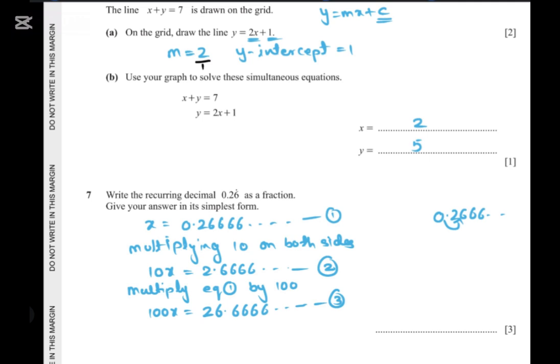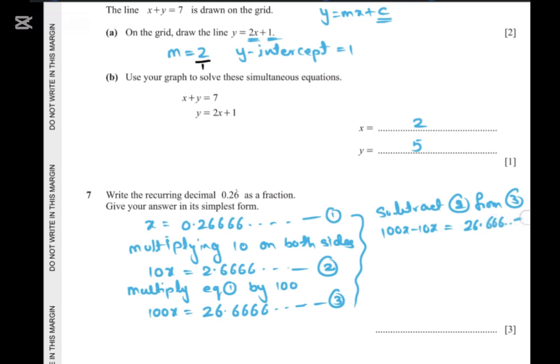Then you can do the next step here. Subtract equation 2 from 3. When I subtract 100x minus 10x, on the right hand side I subtract 26.666, and so on, minus 2.666, and so on. I get 90x, and on the right hand side all the decimals after the point become 0, and 26 minus 2 is 24. So x will be 24 upon 90.